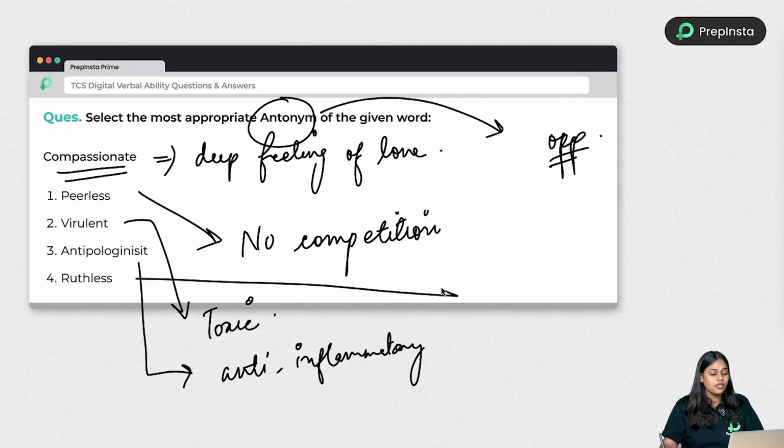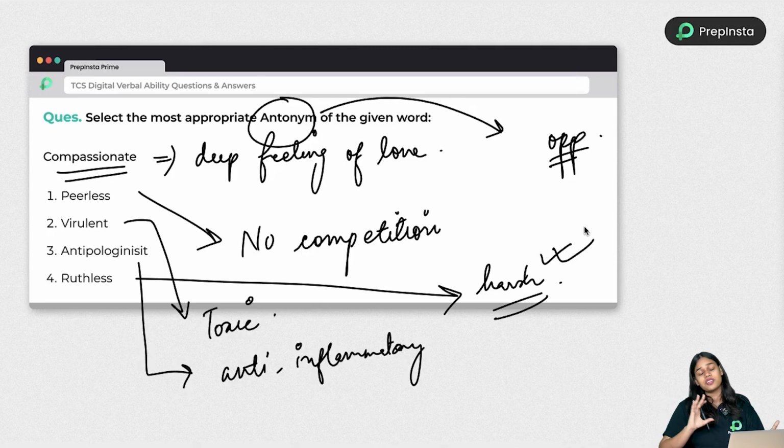Alright. And ruthless. Ruthless over here means to be very annoyed, to be very angry, and to not have compassion towards others, to not have any love. So ruthless here, as you can say, can be very harsh. And that can be the exact opposite of compassionate. Whereas compassionate means deep feeling of love, ruthless means being very harsh and negative towards people. So ruthless, or option 4, can be the correct answer for this particular question.